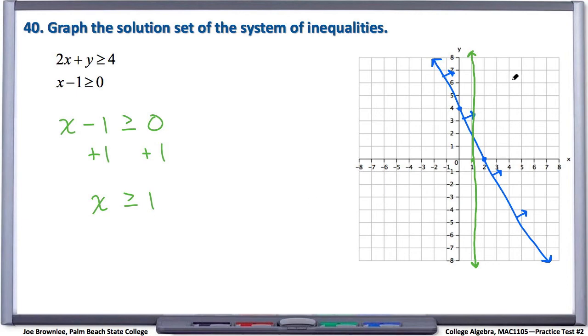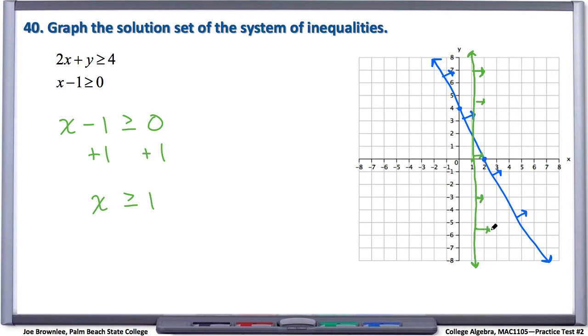So let's go back to the graph. Where are all the x values, so the x values on the x-axis, where are they bigger than, greater than, or equal to 1? To the right of the green line or to the left of the green line? Well, we can clearly see that to the right of the green line, the x values are greater than or equal to 1, right? Because here's 1, to the right is 2, 3, 4, 5, 6, etc. Those are all greater than or equal to 1. But to the left, we can see that the x values get smaller. So we don't want to shade on the left. We're going to shade to the right.